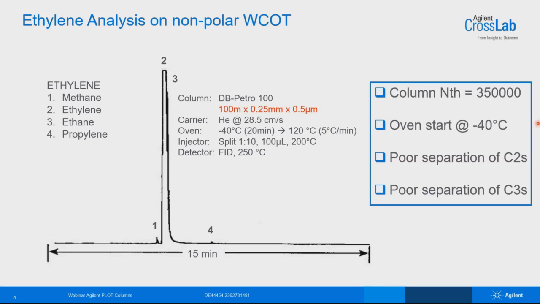We also apply cryogenic cooling for this analysis of ethylene, and the oven program starts at minus 40 degrees. Got just some level of retention for these compounds. As you can see, the column is unable to separate the C2 isomers, and actually it also can't separate C3s. So plates alone are not enough. We need a column with better selectivity, and possibly with more retention as well.